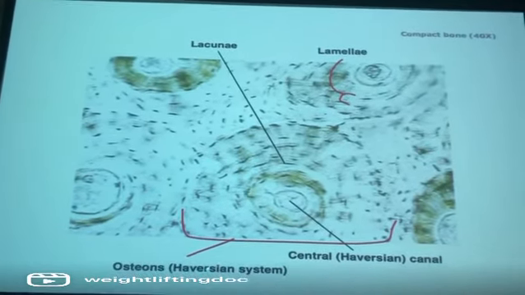Let's go back to that other slide. This way. And so same type of structures here. We've got the osteon as the entire tree stump. If we go to the center, you got the central canal. Connecting the central canal of one osteon to another is another canal called the perforating canal, also called the Volkmann's canal.